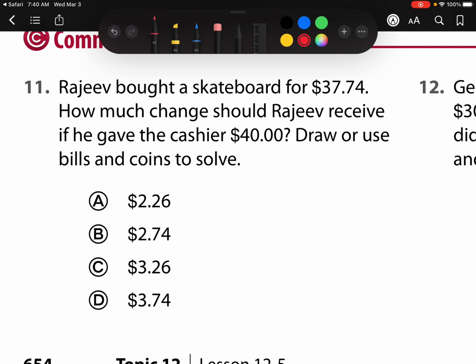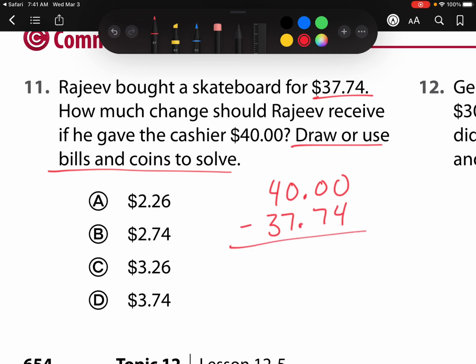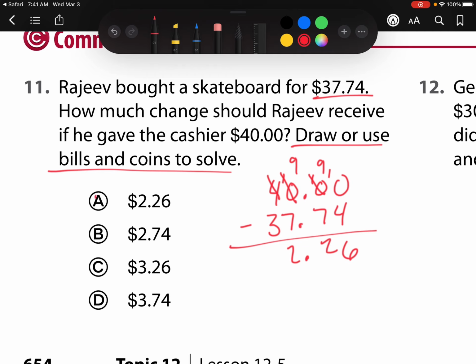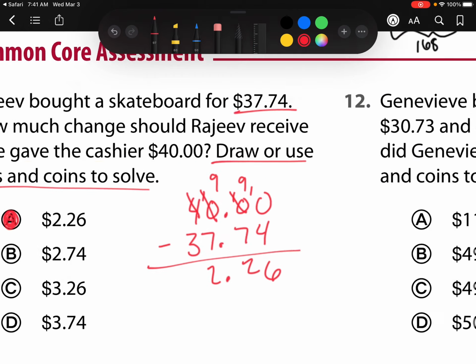Rajiv bought a skateboard for $37.74. How much change should Rajiv receive if he gave the cashier $40? Draw or use coins to solve. Now, this one, since it's multiple choice, if it was on your SPEC, it wouldn't know if you drew coins or not. So we're going to just line up those decimals like we've been practicing and subtract. So do I see that for an answer? I do. It's all the way at the top, letter A.